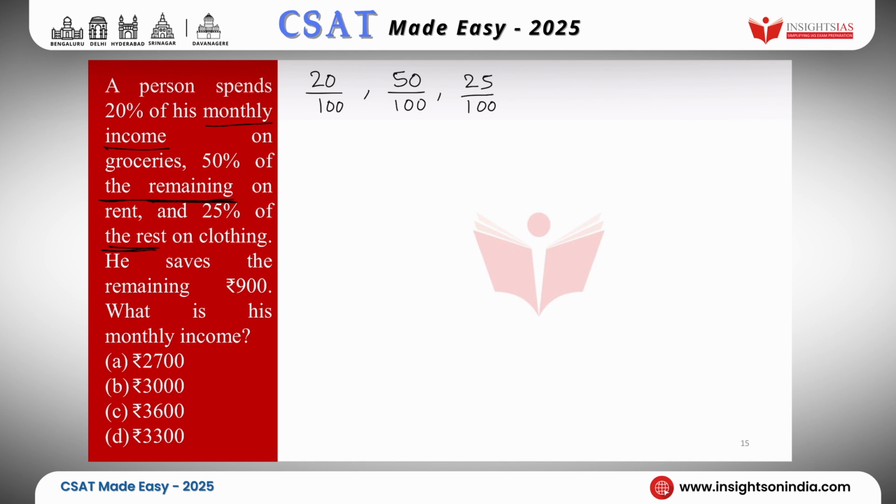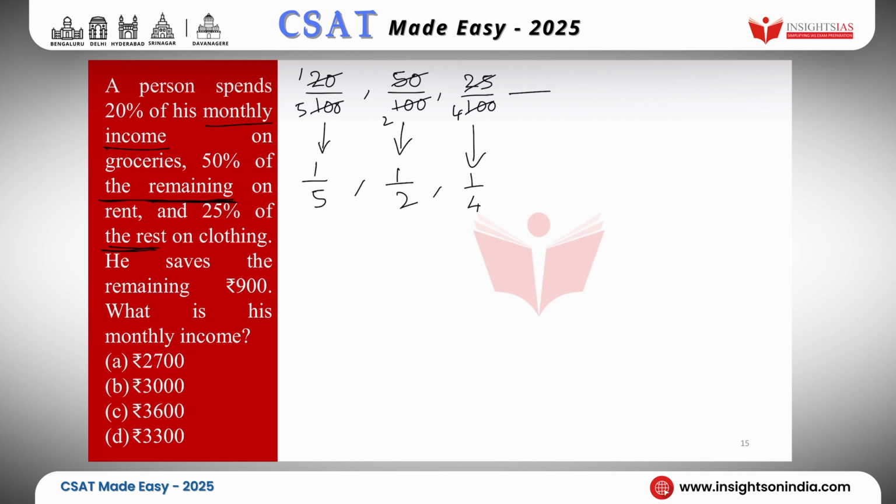Now reduce these percentage values to the lowest possible fraction. What does that become? Now 20 by 100. 20 divides 100, right? 20 ones are 20, 20 fives are 100. So this becomes the fraction 1 by 5. 50 by 100. 50 also divides 100, right? So this becomes the fraction 1 by 2. 25 by 100. 25 also divides 100, 25 into 4. So it becomes 1 by 4.